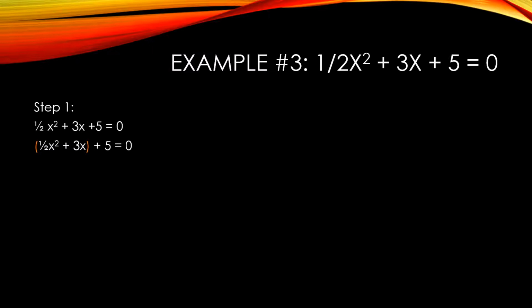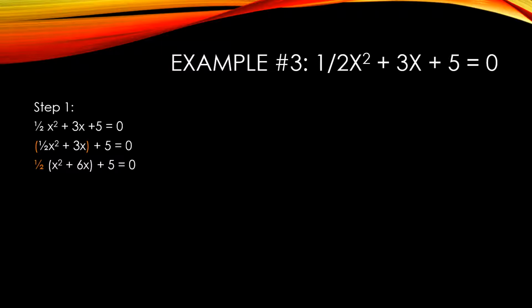Now our value for a is not 1, it's 1/2. So we need to common factor by 1/2. So 1/2 divided by 1/2 gives us 1. And 3 divided by 1/2 gives us 6. So our new equation will read 1/2 bracket x squared plus 6x, close bracket, plus 5 equals 0.